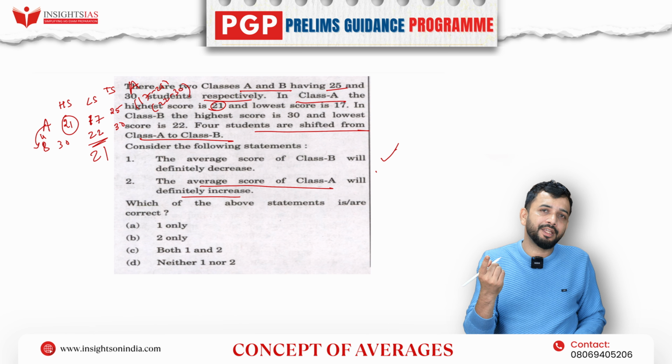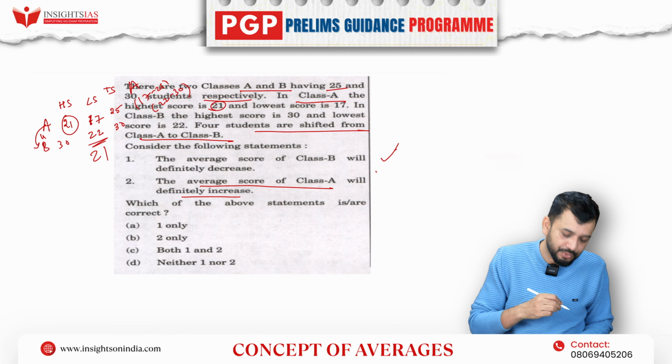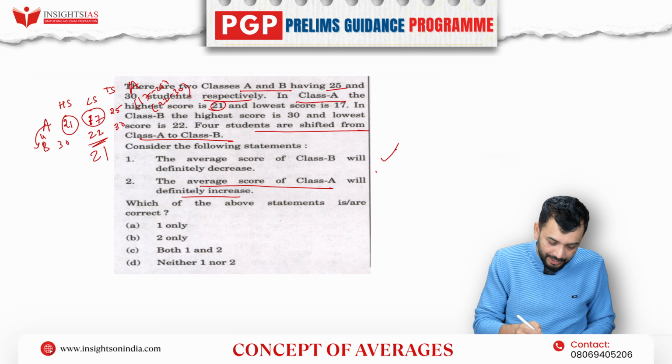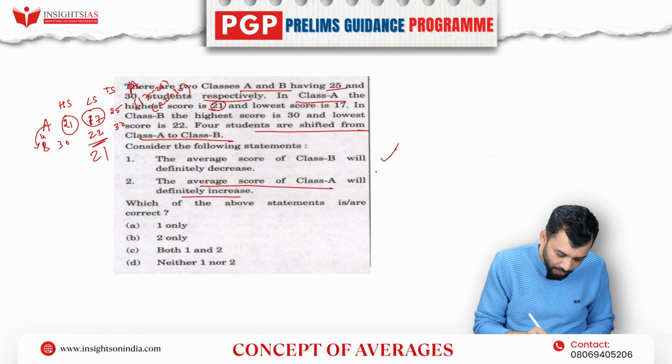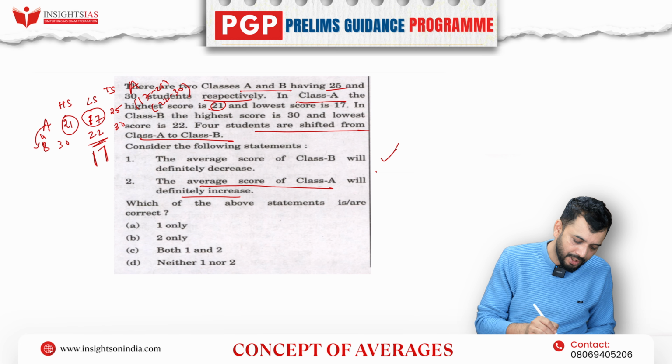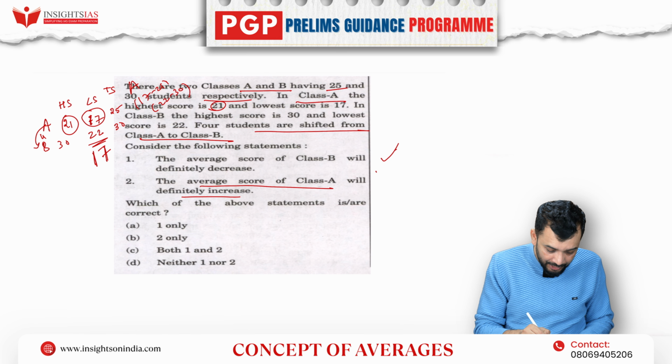Now the second case, when you are sending the worst performing students, the least scoring students, that is 17. You are sending the people who are scoring 17. That means the new lowest score of class B becomes 17. Still the average will decrease because of this.